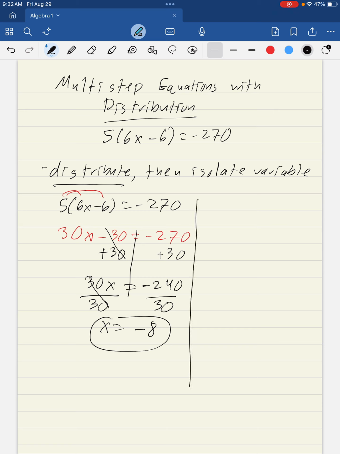Let me show you guys one more over here. 4 times 2x plus 5 equals 36. And we are going to do our process. Distribute. We have 8x plus 20. Remember, 4 times 2x is 8x. 4 times 5 is 20. And from here, we have our two-step equation. So we're just going to try to get our variable term by itself, which is that 8x. So I need to get rid of that plus 20. So minus 20 both sides.